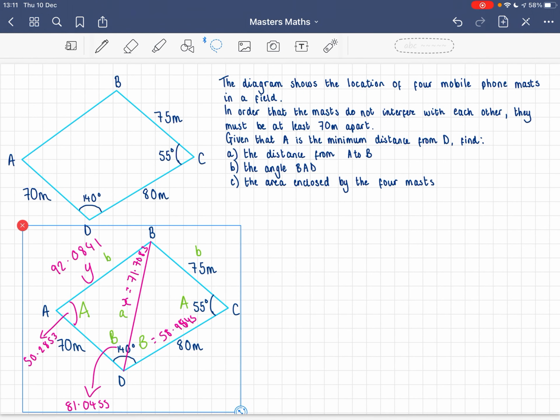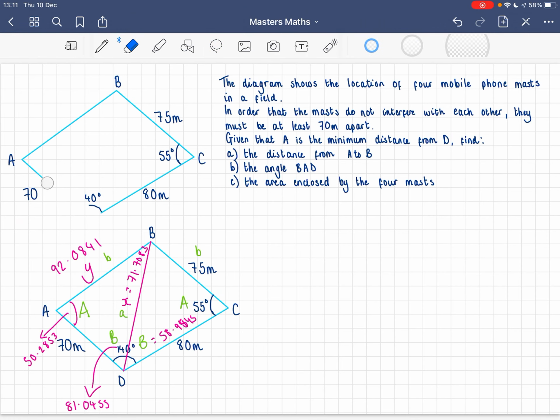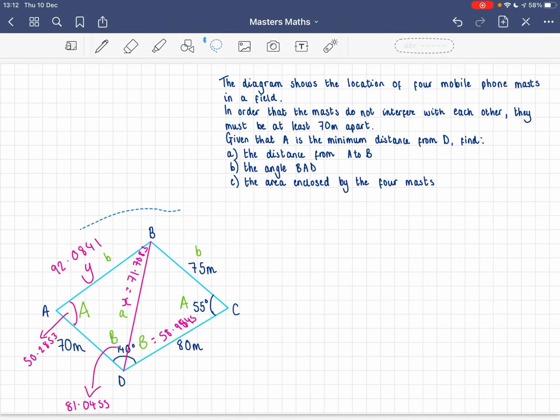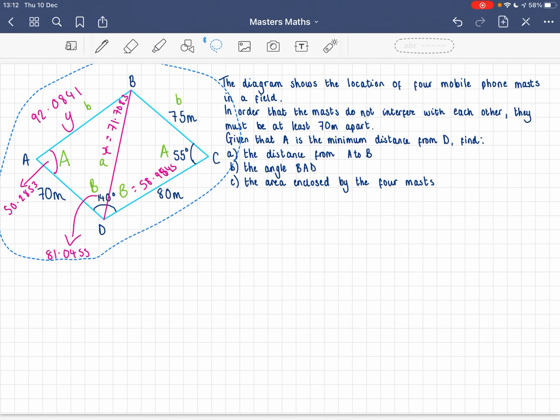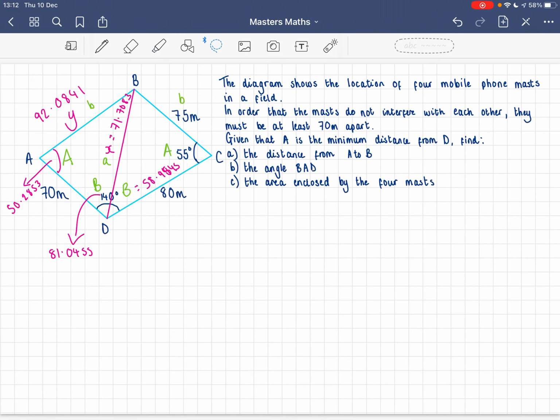To do that, I'm going to have to use the half AB sine C, but I'm going to have to use it twice because obviously I have two triangles. It doesn't work for a quadrilateral, unfortunately. So there's my diagram, and I'm working out the area.